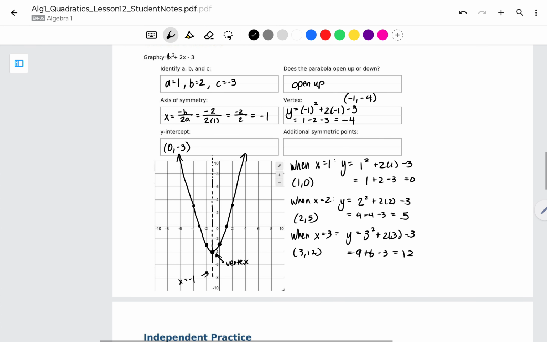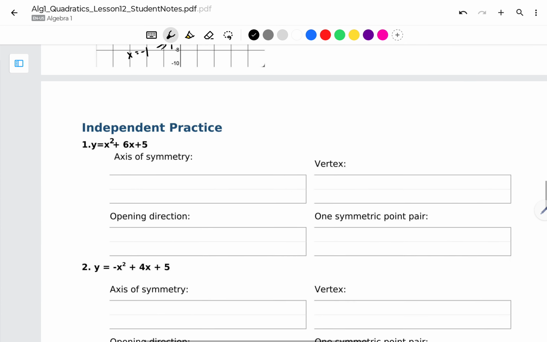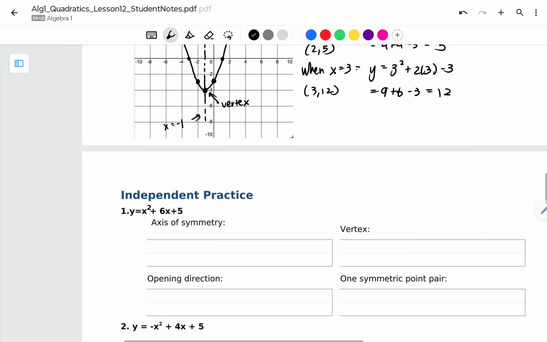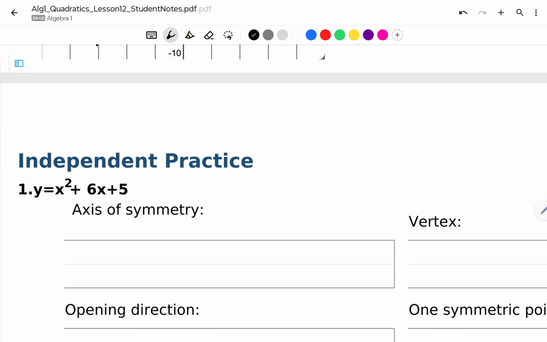Any questions? Oops, I don't know why I'm asking you that. Okay, let's try this one. Number 1 for independent practice. Again, I need to find my ABCs. Let's just follow the same steps. A is 1, B is 6, C is 5.